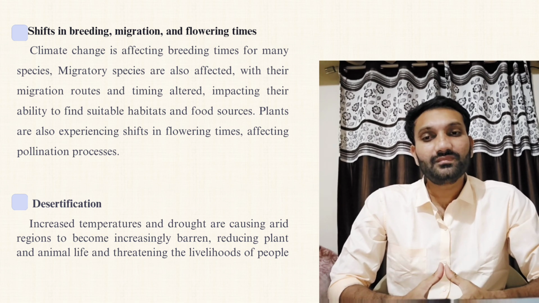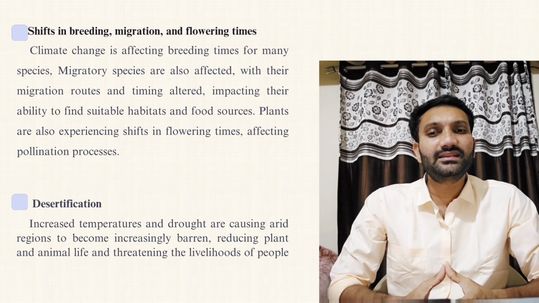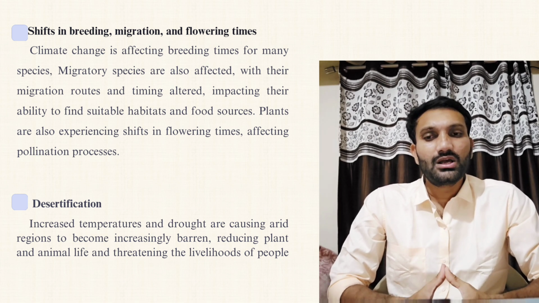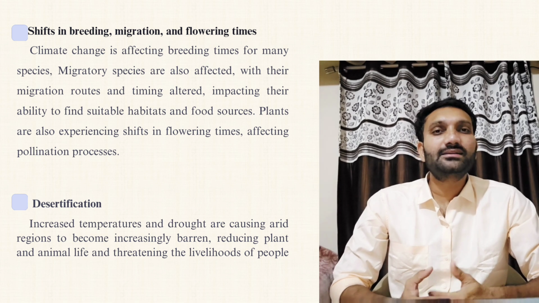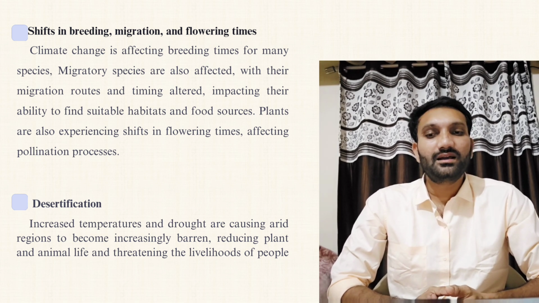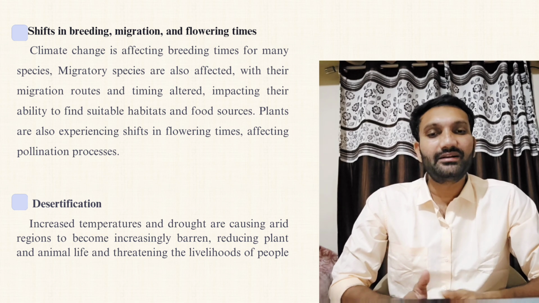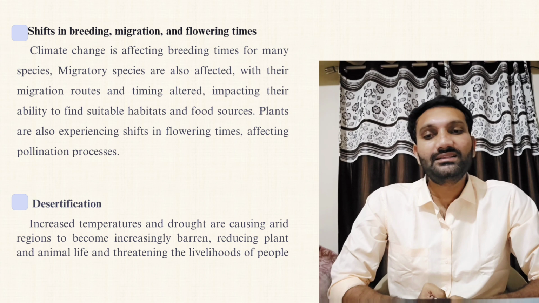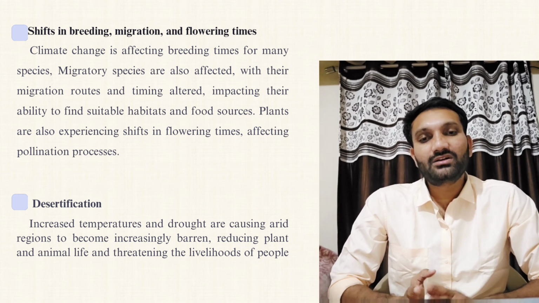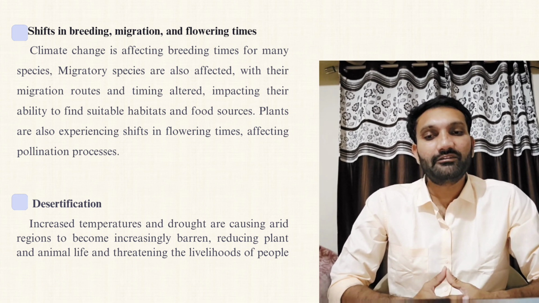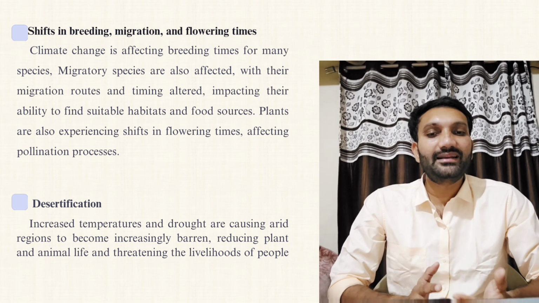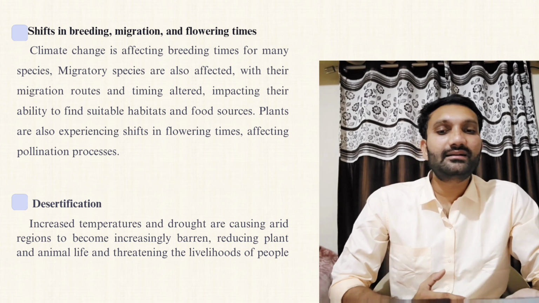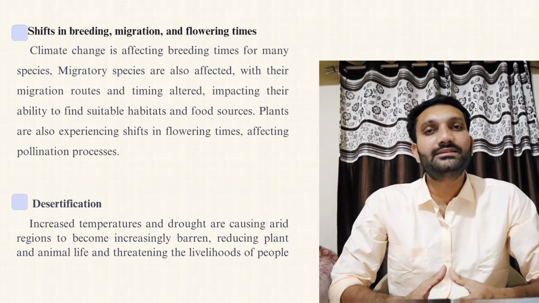Along with that, the plants are also experiencing changes in flowering and blooming time, affecting pollination processes. So the next point is desertification. Increased temperature and drought are causing arid regions to become increasingly barren, reducing plant and animal life, threatening the livelihood of people who depend on this land. Because of climate change and low precipitation, the land becomes barren, reducing plant and animal life, and ultimately threatening the livelihood of people who depend on it.